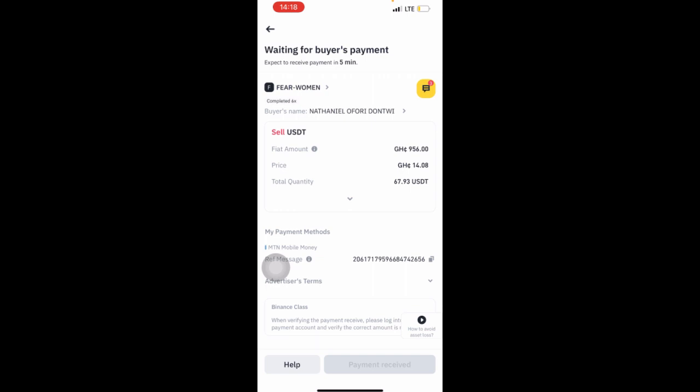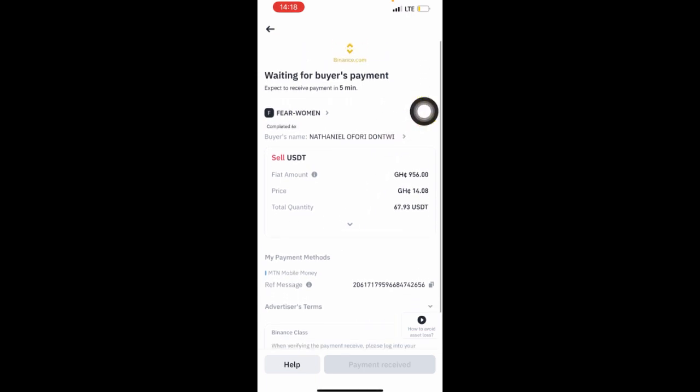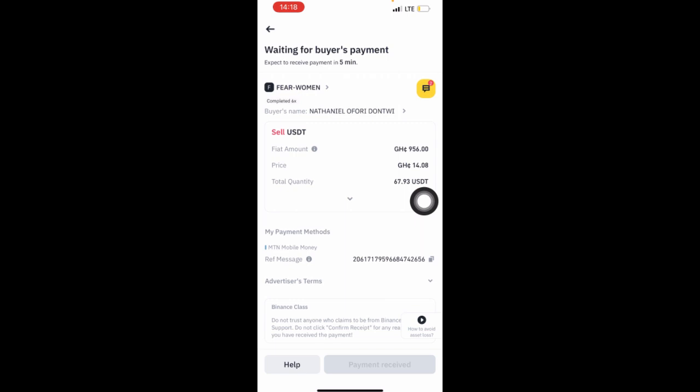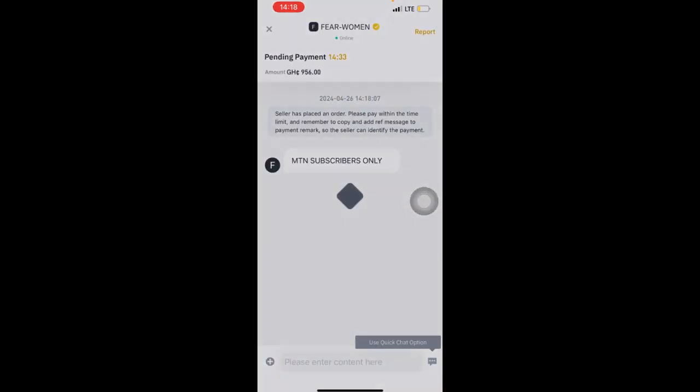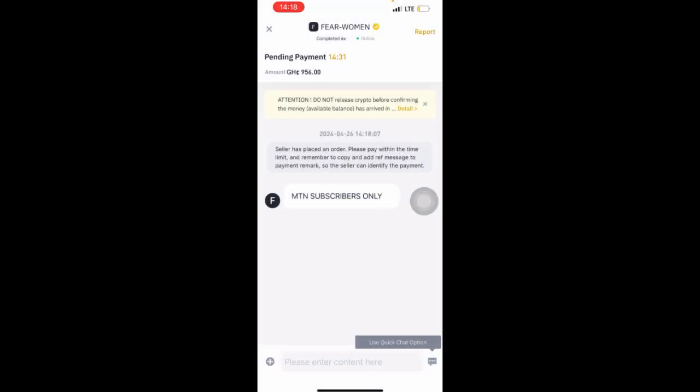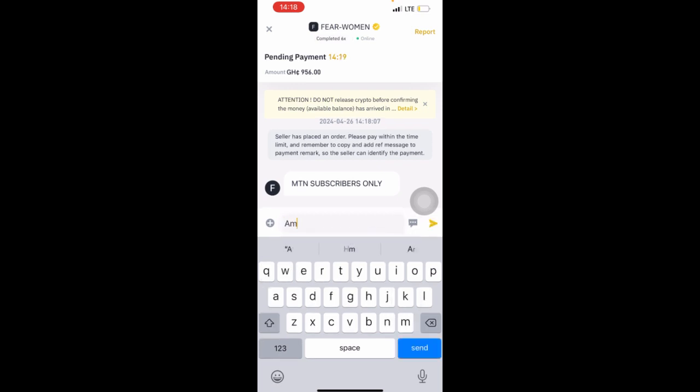So this is how the thing is. The buyer's name is Nathaniel Ofori. Don't trade, Ghanaian. So this is how it is. But are we seeing this message over here? You can click on it to check or to chat with the person. So the person is asking MTN subscribers only. So at times people receive money through their merchant line. So this person is trading with only subscribers. So I'll say I'm a subscriber.